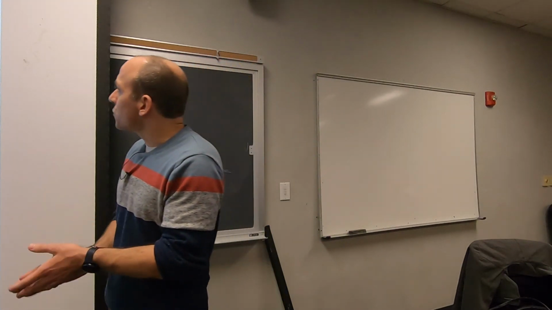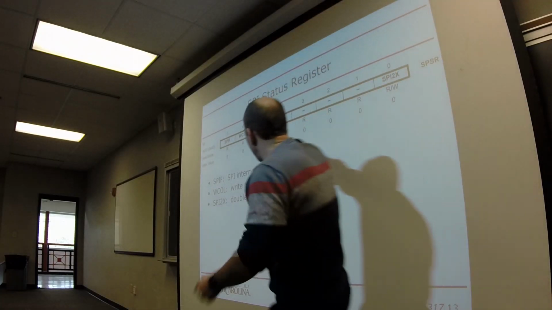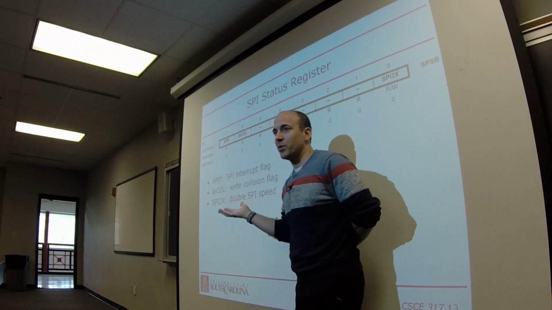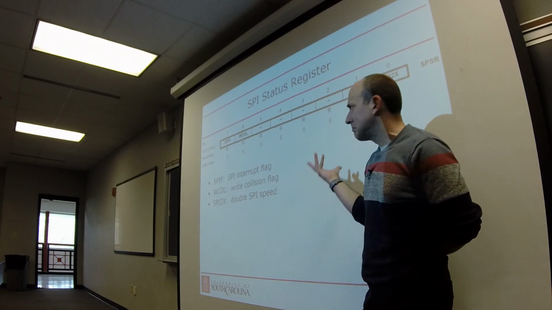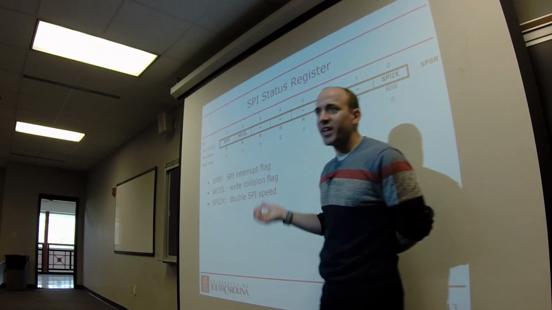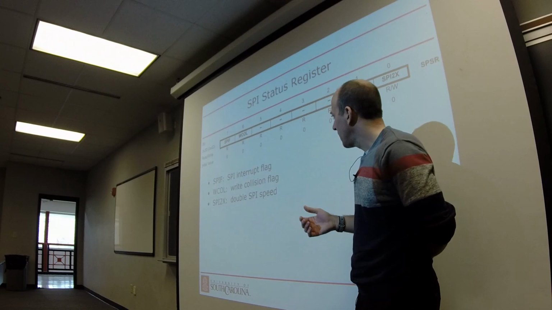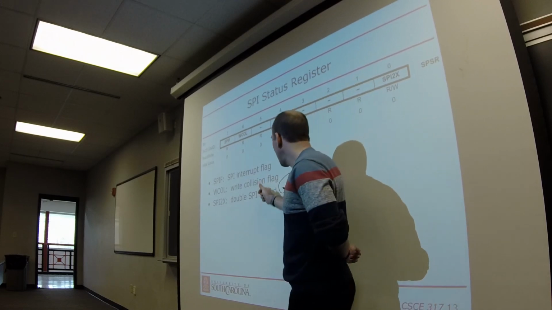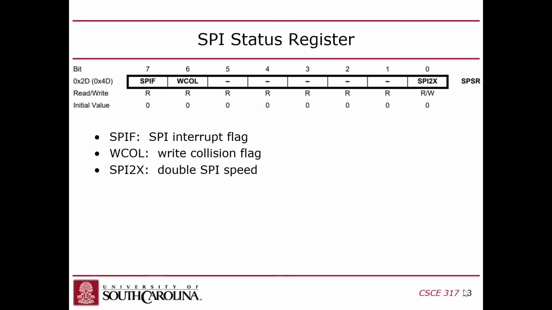Okay, and then there's the status register, which has the bit you'd poll on, SPIF. It tells you if the SPI transaction is done. There's a write collision flag. I have no idea how that could possibly ever happen because it's a point-to-point connection. Maybe this would be for a multi-slave setup, like if you have more than one slave. But even then, everything is just a big shift register. I don't know when that would ever get set. And then there's the double SPI speed, and I haven't messed with that. You just set that to 0.